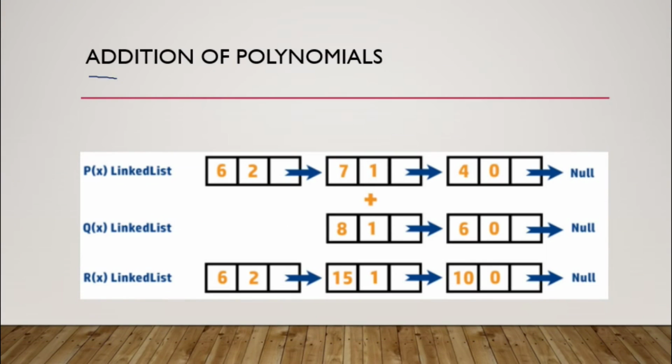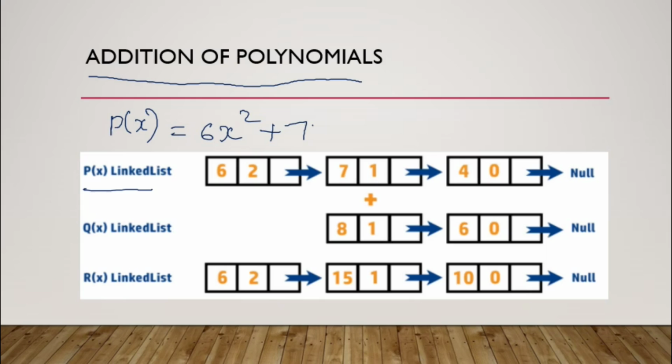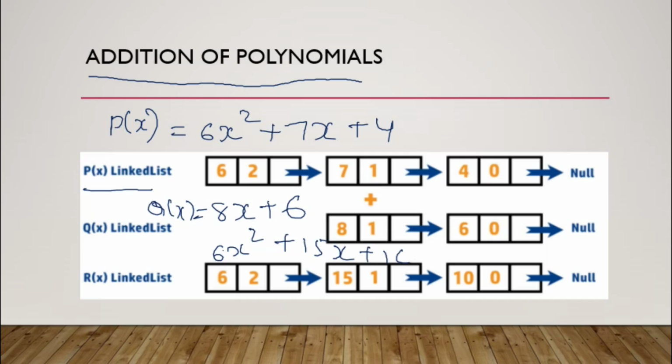Now let us see the addition of polynomials. So this is just an example. We have a polynomial here: p of x is nothing but 6x square plus 7x plus 4, and q of x is nothing but 8x plus 6. So students, when we add this, we get 6x square plus 15x plus 10. That is what they are showing here. Now let us see exactly how the addition of a polynomial works in our next slide.